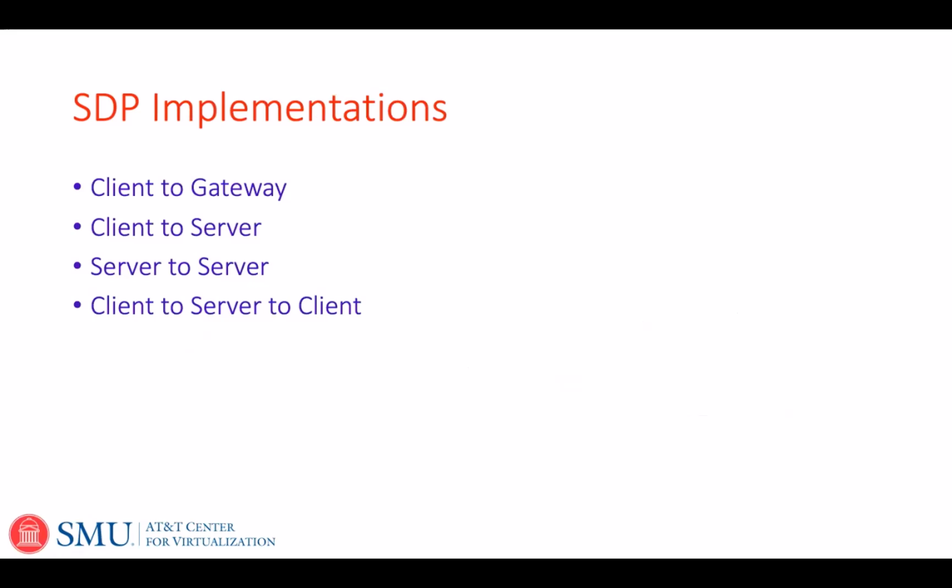In the standards, we have 4 different ways of SDP implementation: client to gateway, client to server, server to server or client to server to client. So let me quickly say what this is. The idea is you have a client, you have a server, right? Sometimes, and if you're an enterprise, you don't want a client to be having to do this SPA process to access every application which they have access to, right?